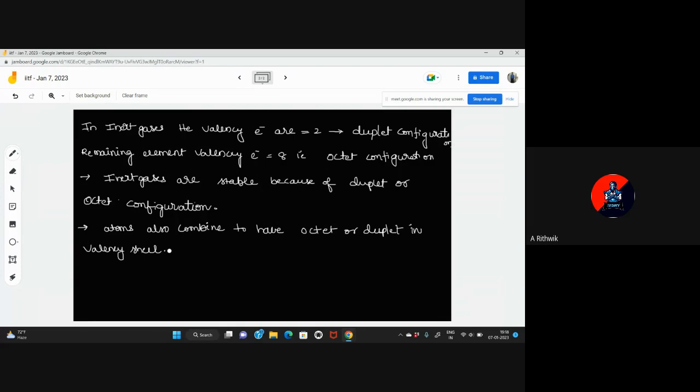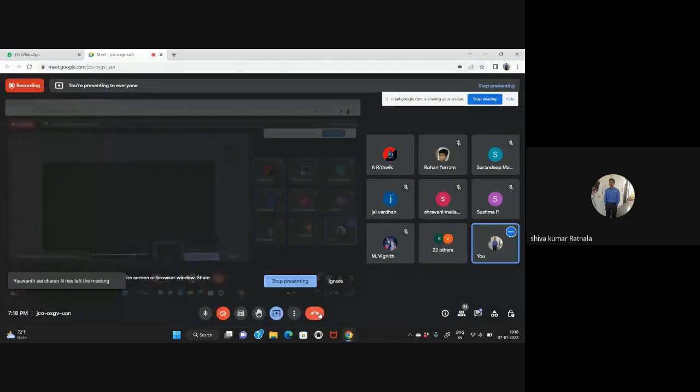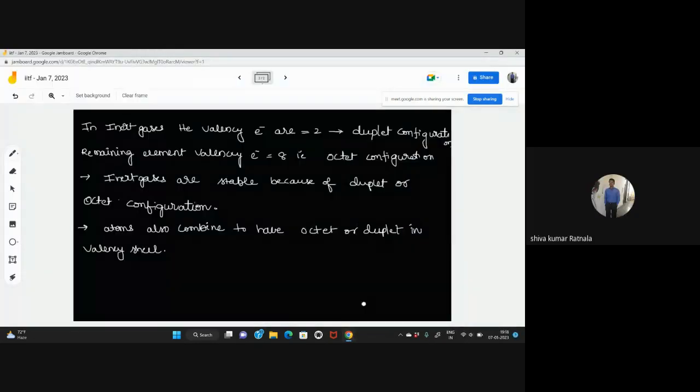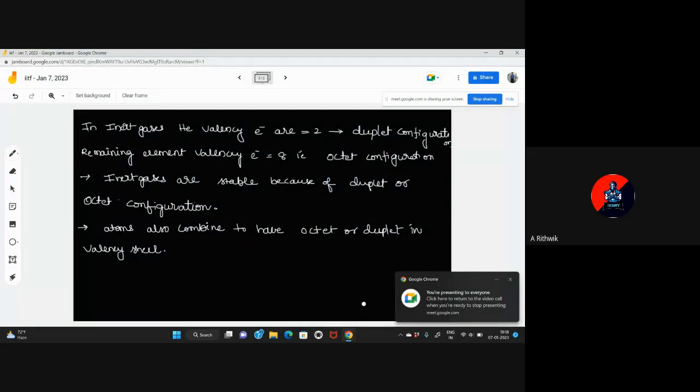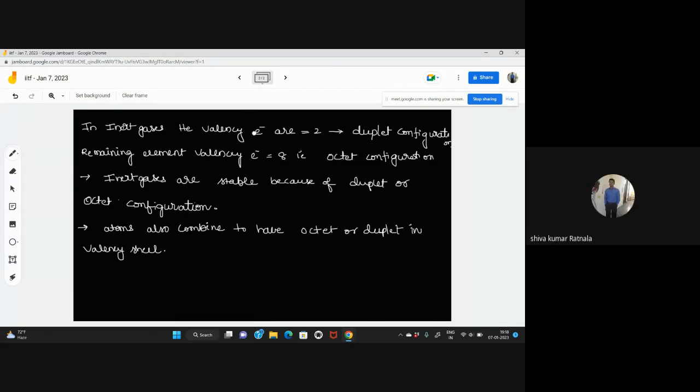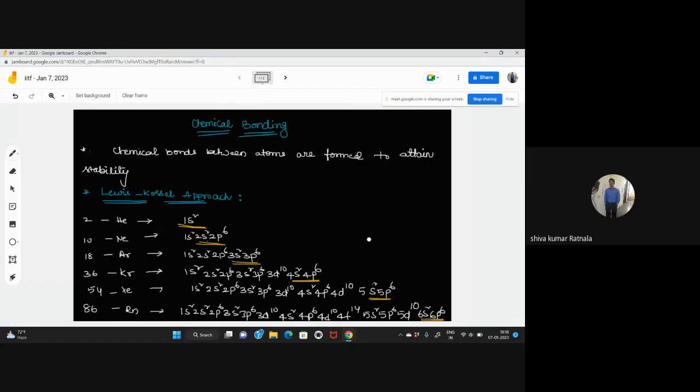Sir, what is octet configuration? Octet means in its valency having 8 electrons, 8 electrons in the valence shell. Valence shell means the last shell. The last shell having 8 electrons, so that's why these atoms get stable.